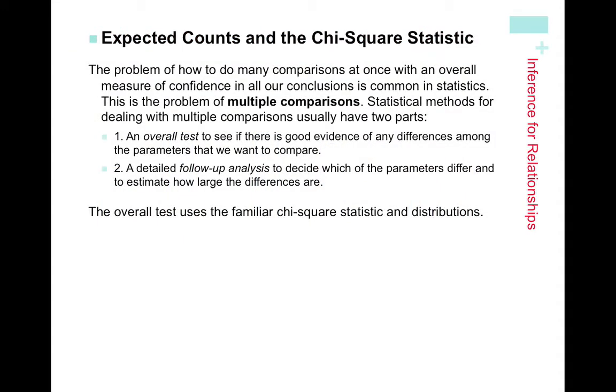So what we're going to do here is take those tables and actually conduct analyses on them. We're going to look at an overall test to see if there's good evidence of differences among the parameters, like in the last one, among the different treatments. And then we could do a follow-up analysis to figure out which one is influencing things the most.